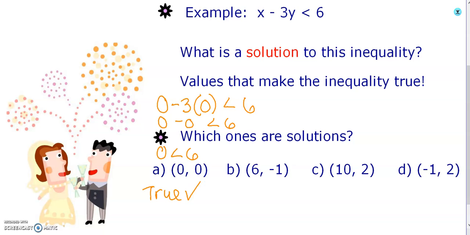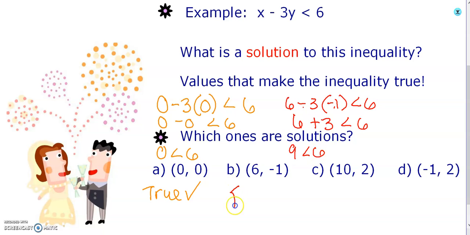Let's try the next one. Let's plug in 6 and negative 1. So we plug in 6 for x, we plug in negative 1 for y, and simplify. Make sure you follow the order of operations. We have to do negative 3 times negative 1 first, which is 3. So we have 6 plus 3 should be less than 6. So let's see, 6 plus 3 is 9. Is 9 less than 6? No, that's false. So that's that funny solution that I'm talking about. When you read it out loud, you'll catch yourself saying something silly.